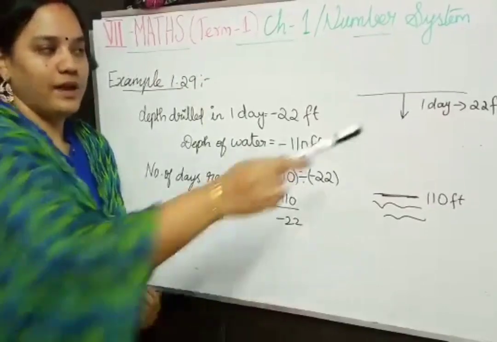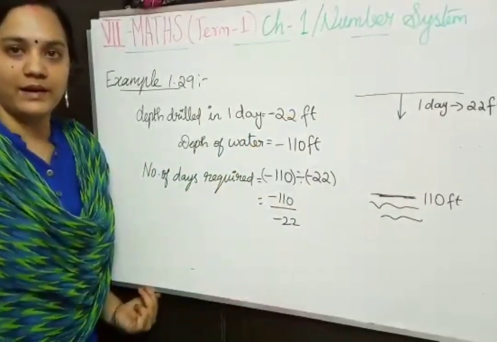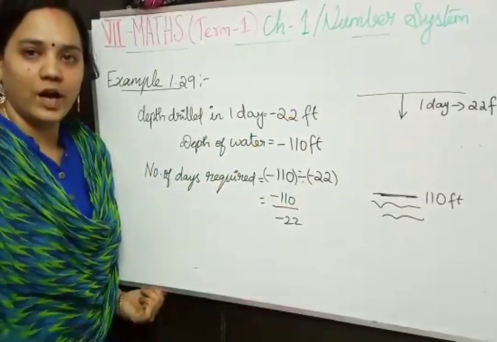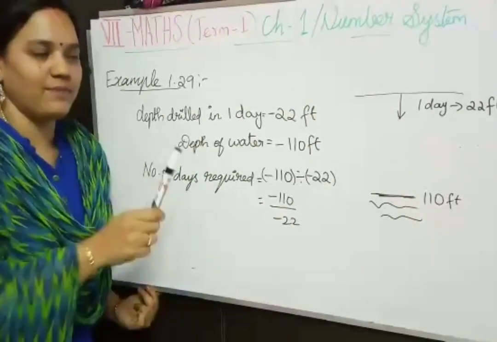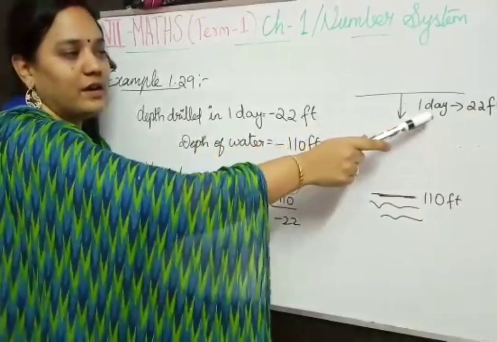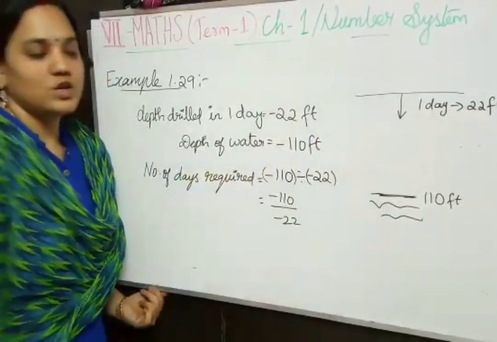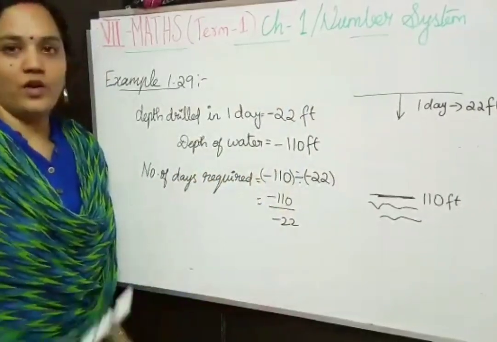So they are drilling from the land level, going down. Already I told you, if we are going down, we have to take that as a negative sign. The same thing we have to follow here. So how many feet have they drilled downward? -22 feet. And where is the water? It is at -110 feet. Is it clear? So now we are going to do the problem.